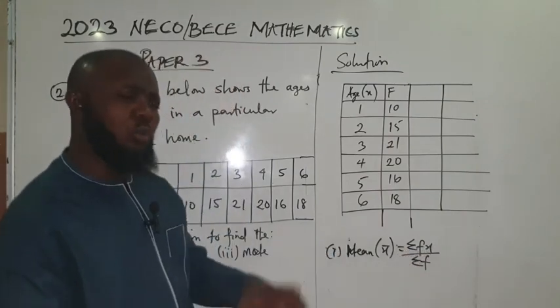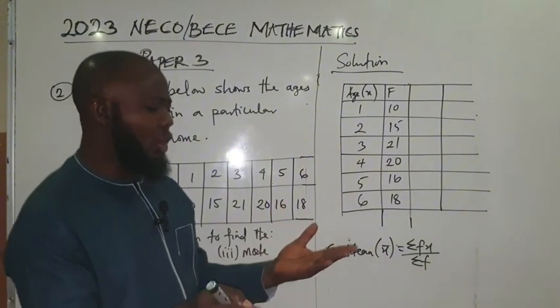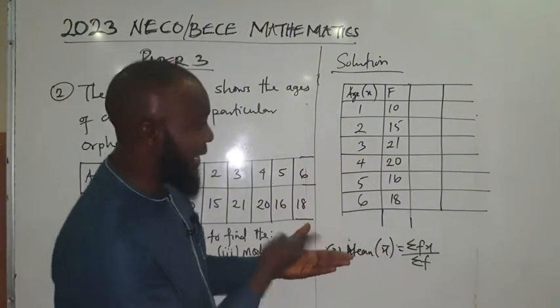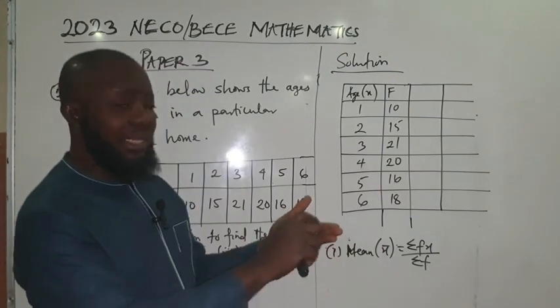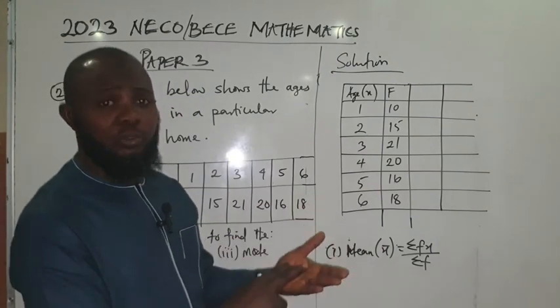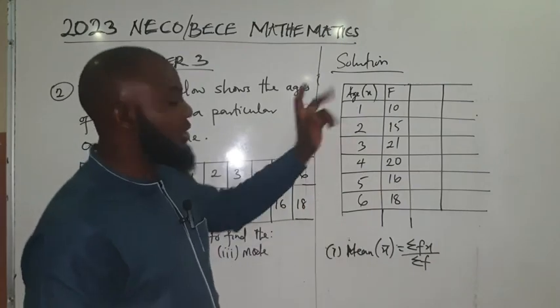So why are we doing that? When we are calculating mean, we add all the items together, divided by how many they are. How many are the items? So if there are 5 items here, we add all of them together, divided by what? 5. The same thing we are doing here.